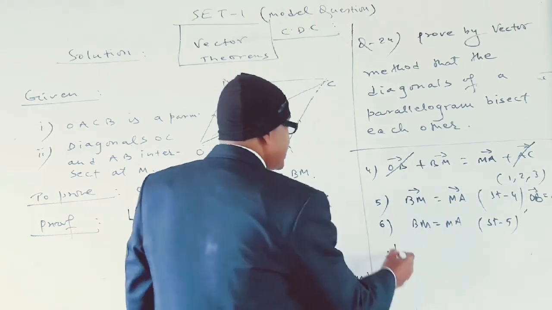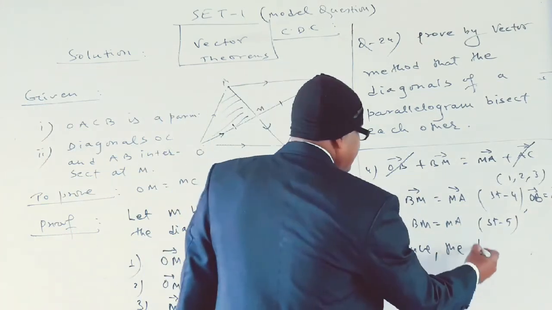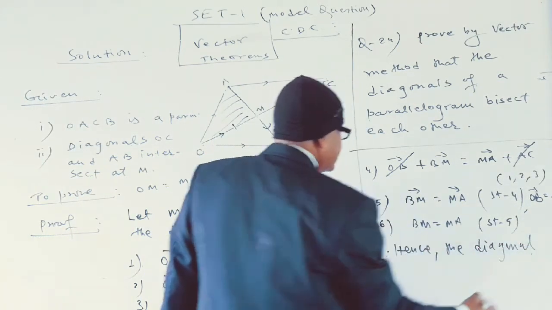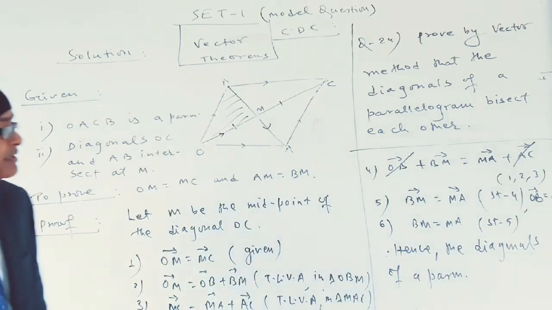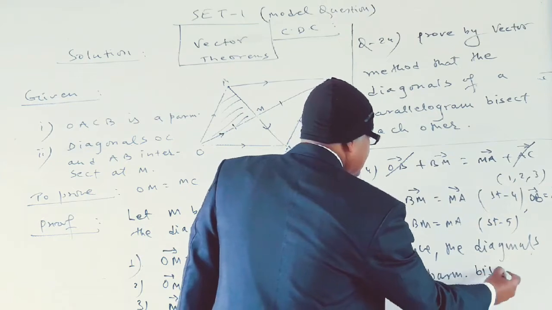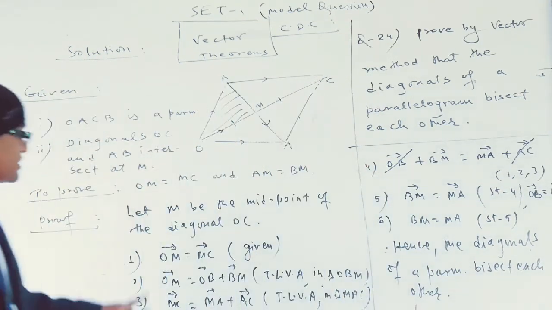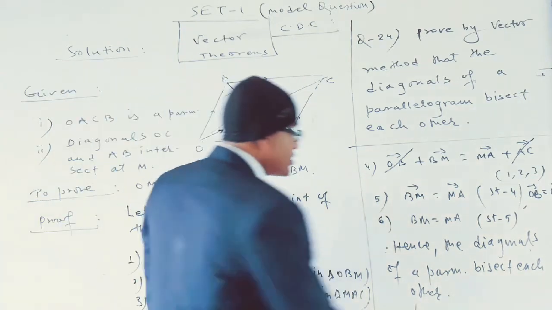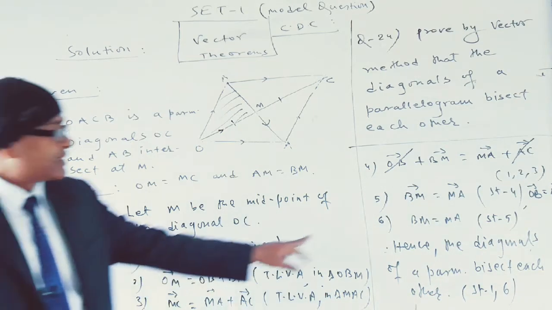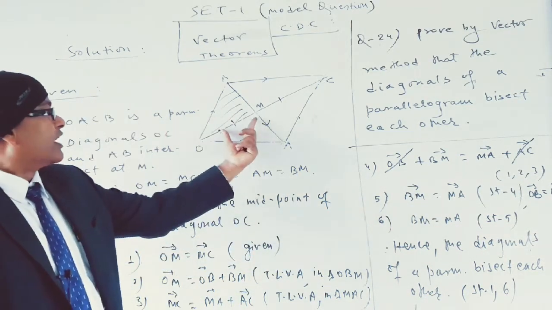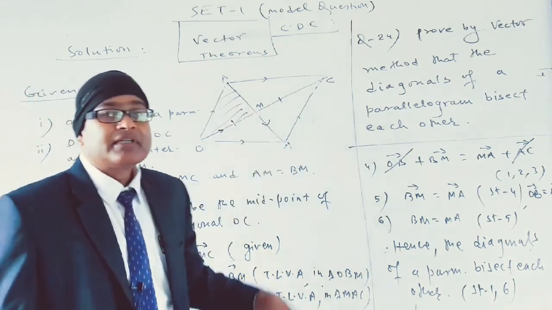Hence the diagonals of a parallelogram bisect each other. Here, palm is the short form of parallelogram. This is from statement 1 and statement 6. With the help of statements 1 and 6, we can say that OM is equal to MC and BM is equal to MA. That means the diagonals of a parallelogram bisect each other.